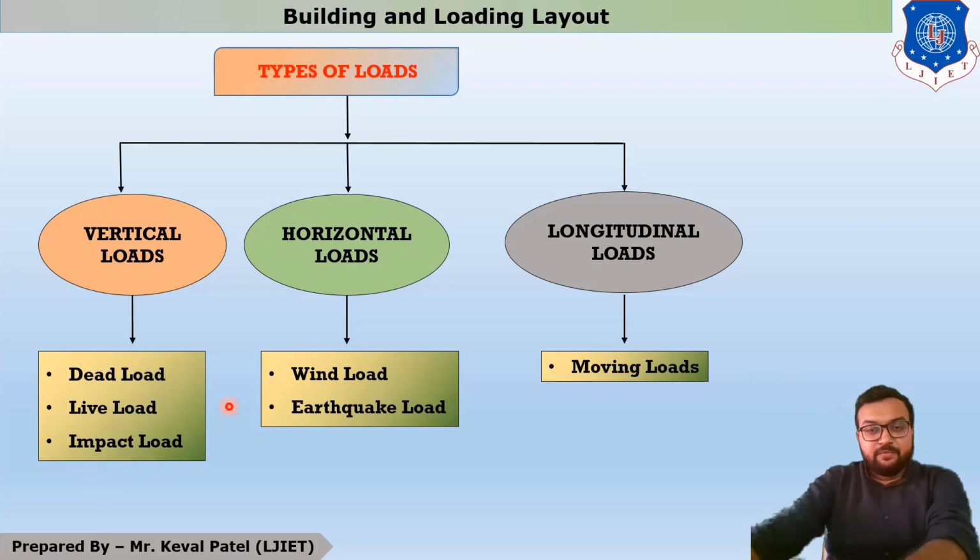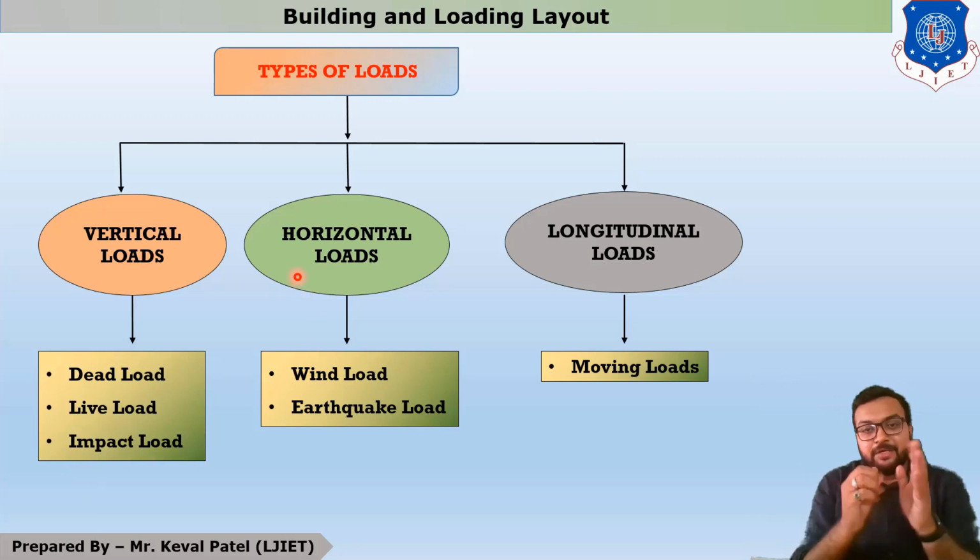Second one is horizontal load, and you all know that in horizontal load there are two loads. First one is wind load, because wind is always acting in the horizontal direction only, and second one is earthquake load, and earthquake is also due to plate tectonics below the ground level. And when the earthquake occurs, your building will be like this. And the last load is longitudinal load, and in longitudinal load, moving loads are there.